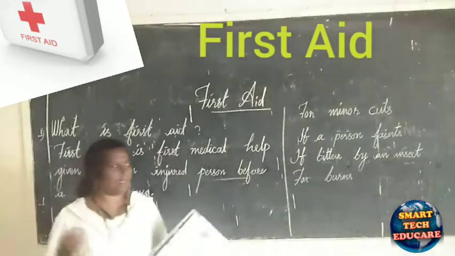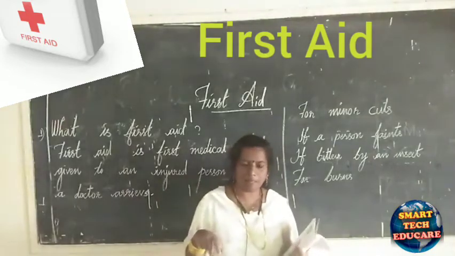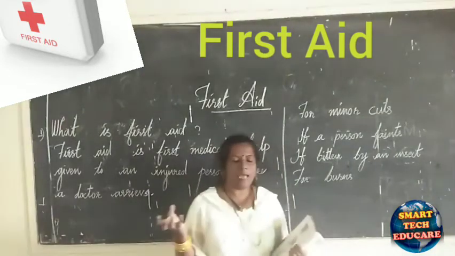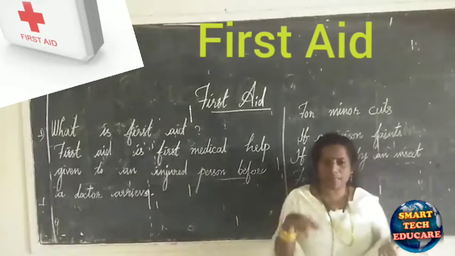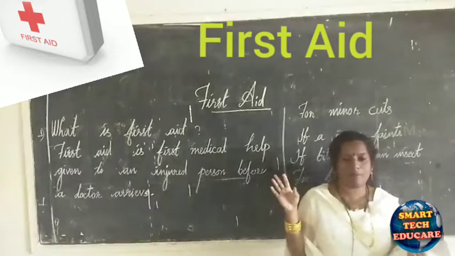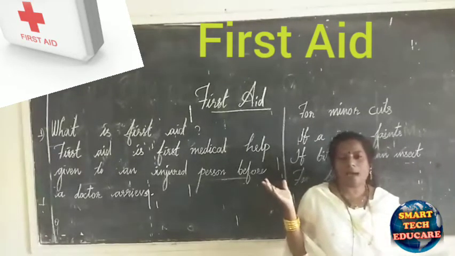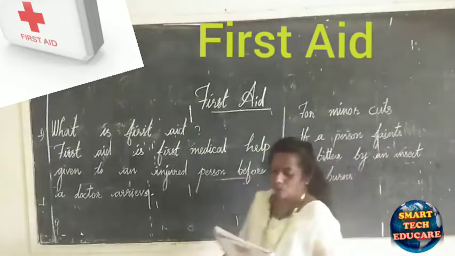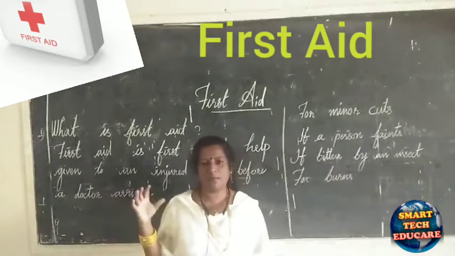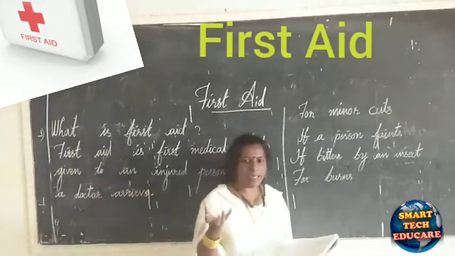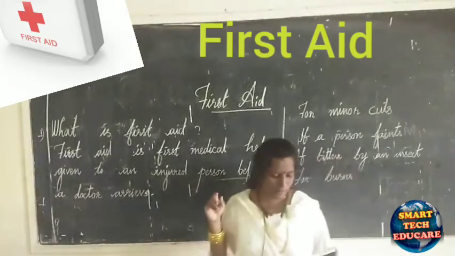So, if it is a minor cut, what can we do? We can wash with plenty of water and with antiseptic lotion. Then we have to bandage it, so that there is no more bleeding, and flies and other things should not get on the wound, as that can happen if the wound is open. Then we have to send the person immediately to the doctor.